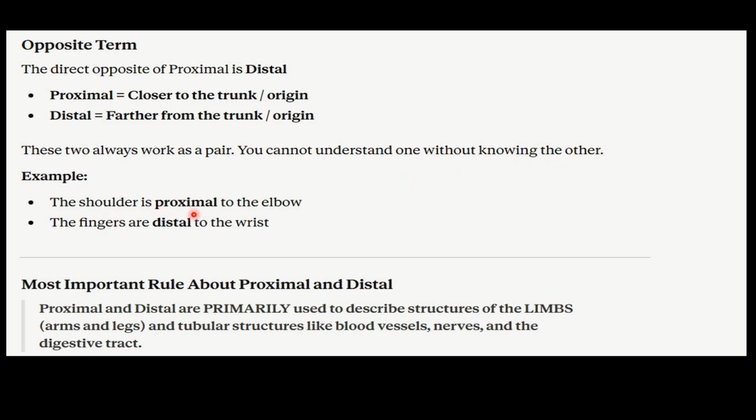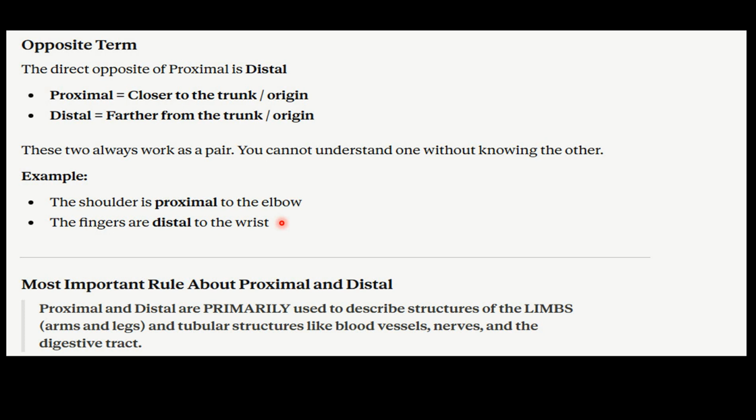Example: the shoulder is proximal to the elbow. So which one is closer to the trunk, or you can say chest or abdomen? If we look, the shoulder is nearer, right? Not the elbow. That's why we are saying the shoulder is proximal to the elbow. Similarly, fingers are distal to the wrist. If we compare the wrist, the fingers are distal from the wrist.